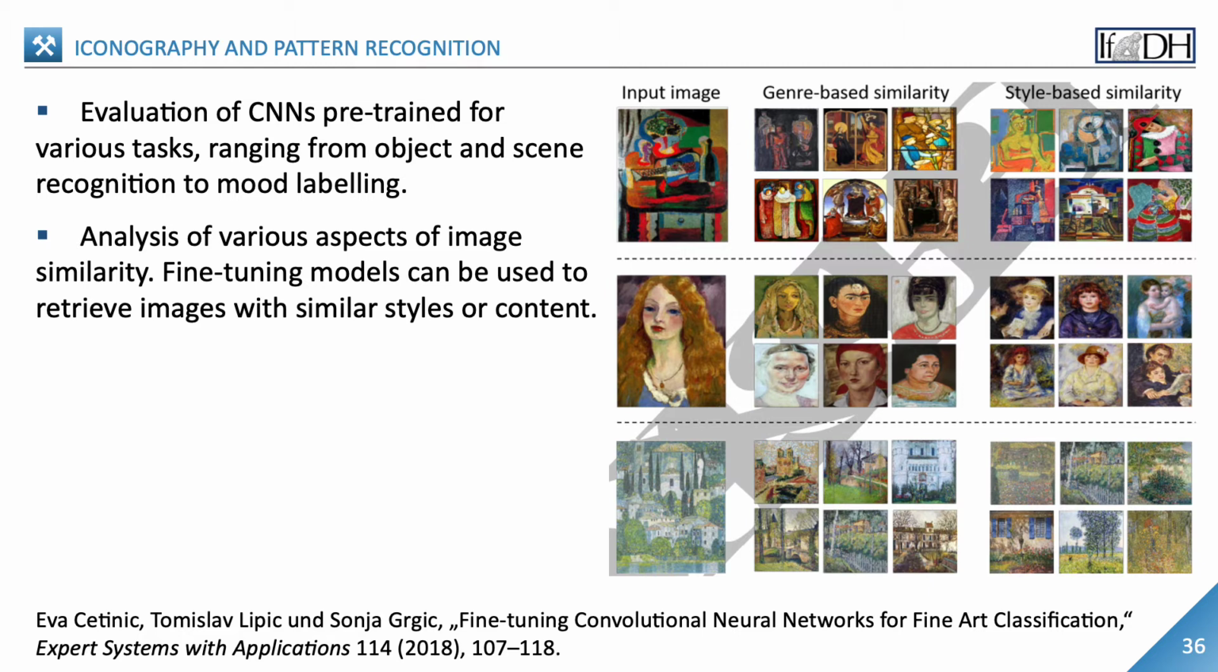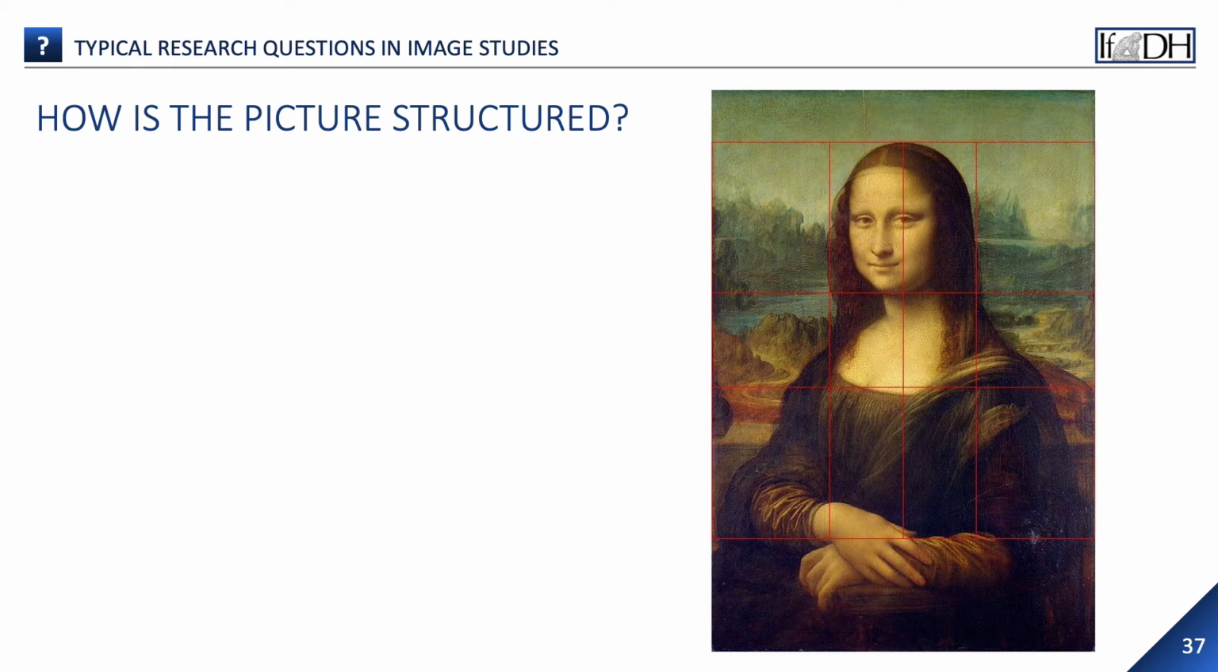Various aspects of image similarity can be analyzed. In addition to object recognition, fine-tuning models of convolutional neural networks also help to retrieve images with similar styles or similar content. Our examples have shown that neural networks are already relatively good at grouping and identifying image motifs, that is, clusters of related pixels. This is very helpful for image search. But there's nothing about the artistic content.